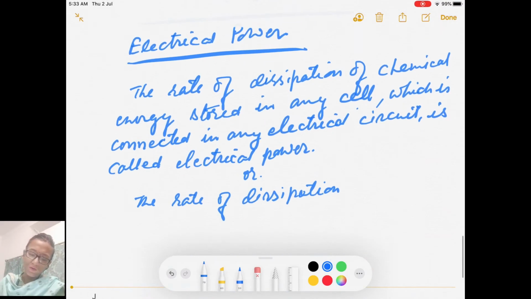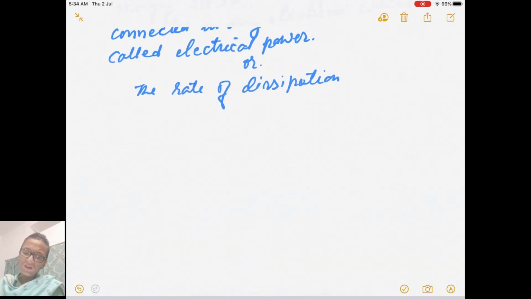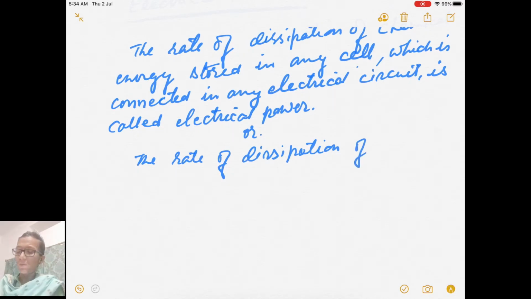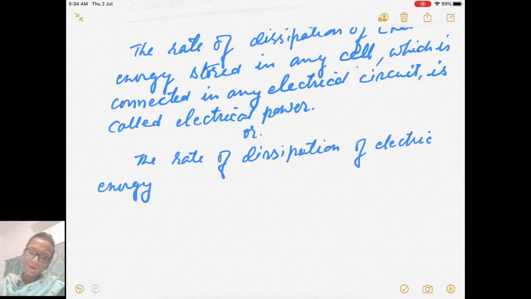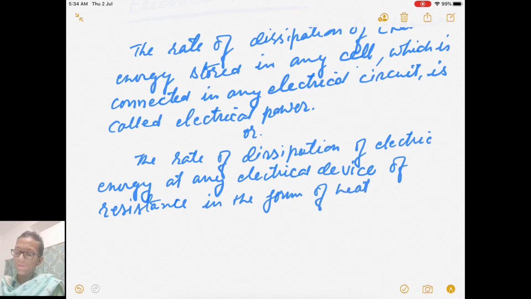So the rate of dissipation of electrical energy at any device, at any resistance, any electrical device, or resistance, in the form of heat or other form, is called power.